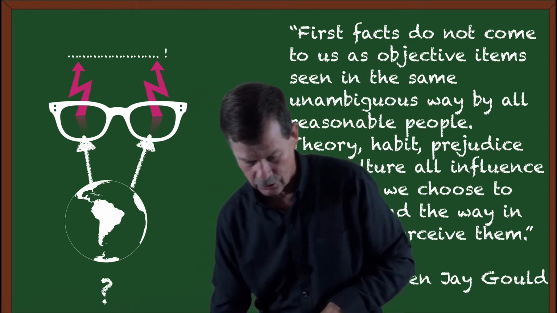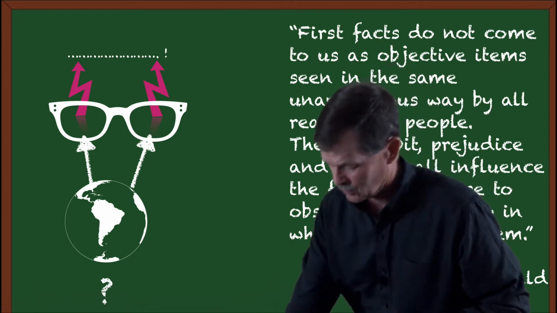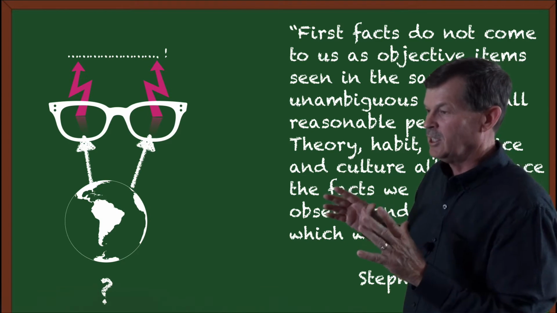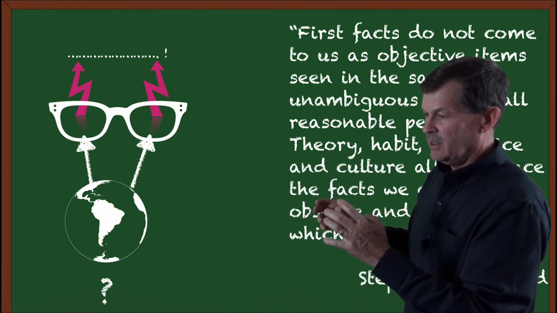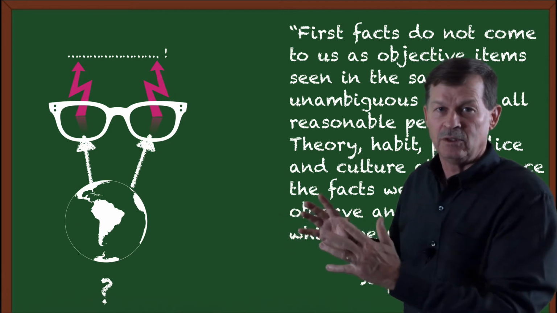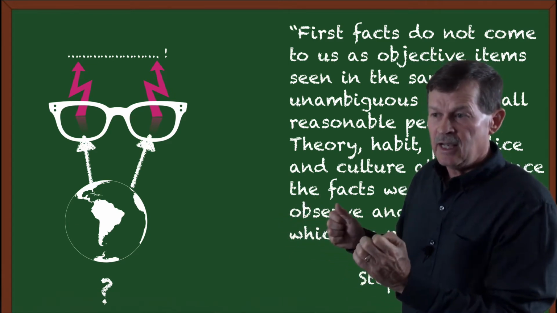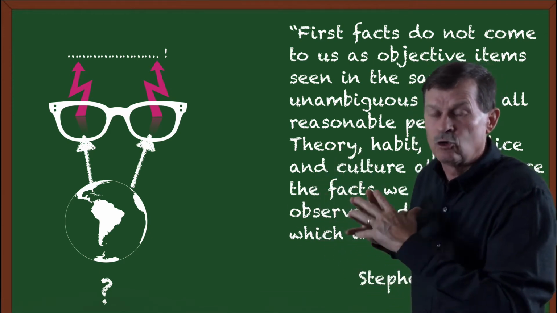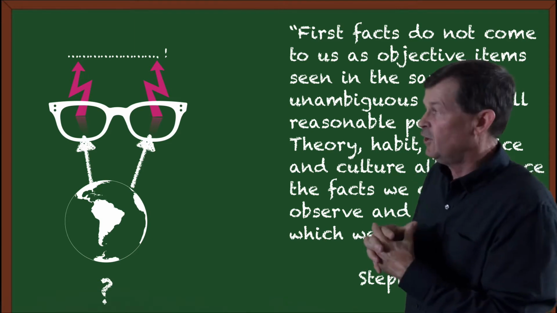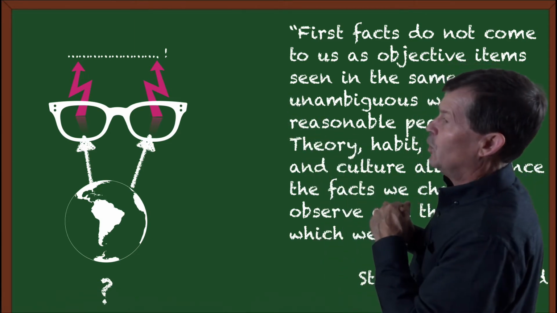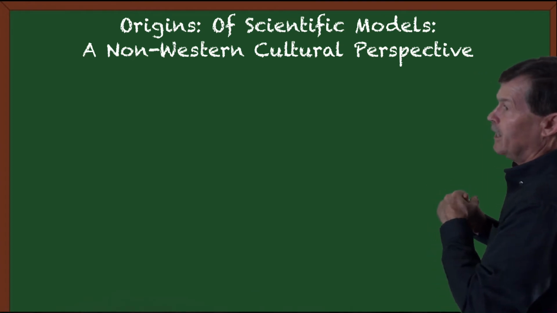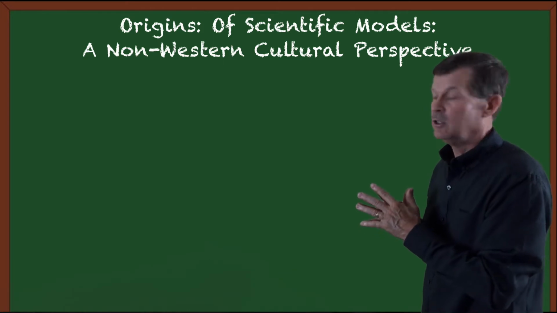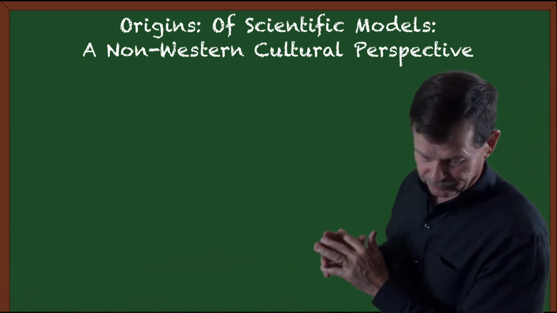What Stephen Jay Gould was saying was that it is not just a clean process of data in and facts out. It is data in, and the facts are according to the scientist and that group of scientists that have interpreted those facts. In this series, what we're looking at is the origins of scientific models, and specifically now we're looking at a non-Western cultural perspective.